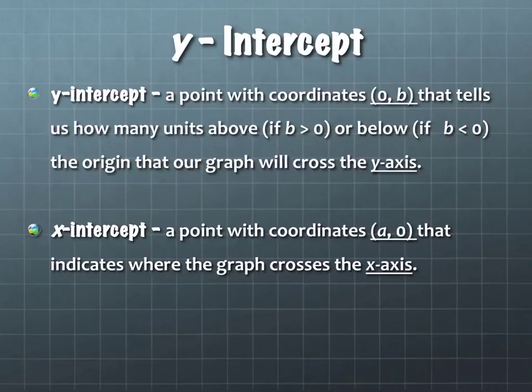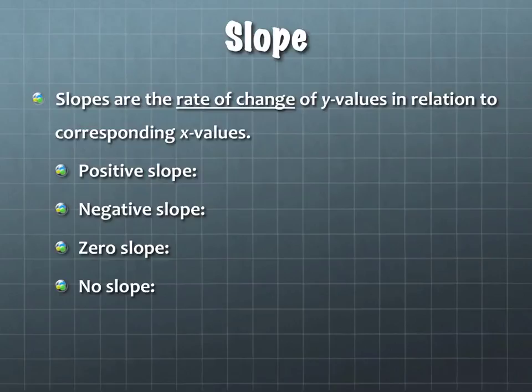And then Hannah just asked us a minute ago about slope, so let's talk about slope. Slopes are the rate of change of y values in relation to corresponding x values. We think of it like this. A positive slope, we always read a graph just like we read English, from left to right, okay? So if we're reading the graph, a positive slope is what we think of as being uphill. A negative slope is what we think of as being downhill.